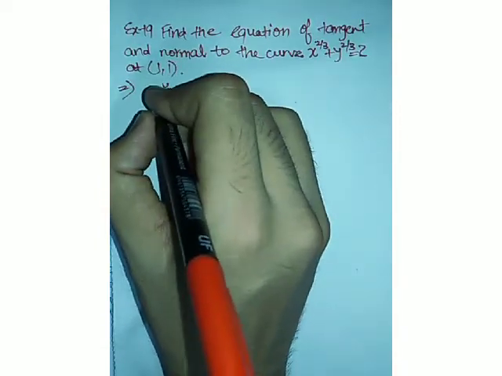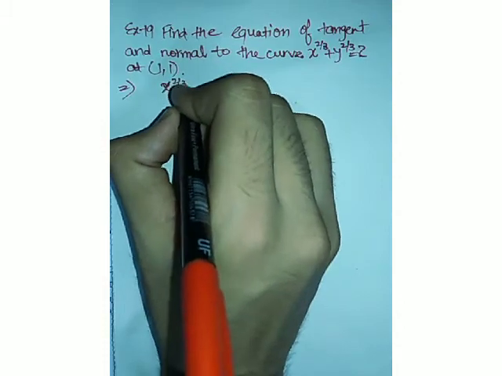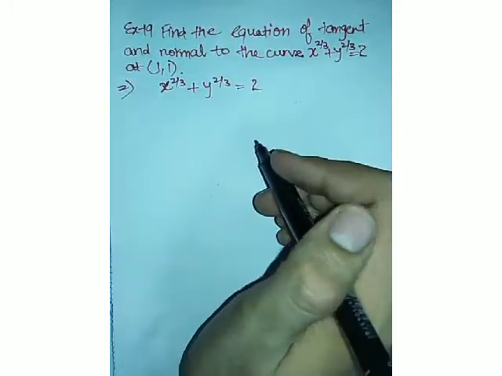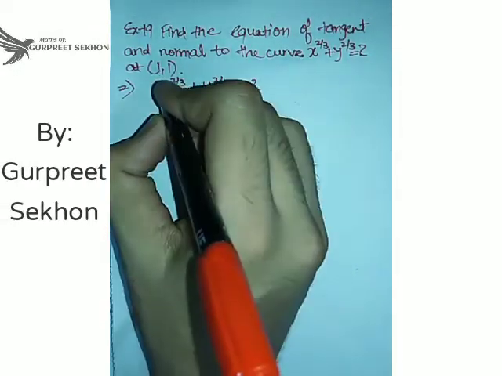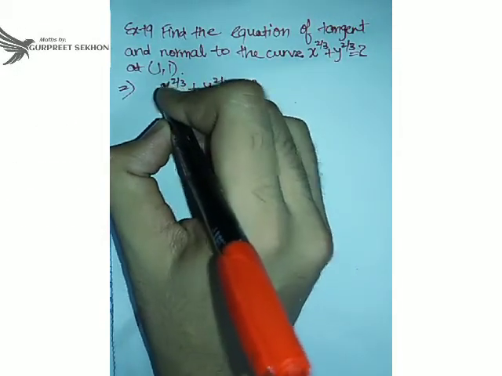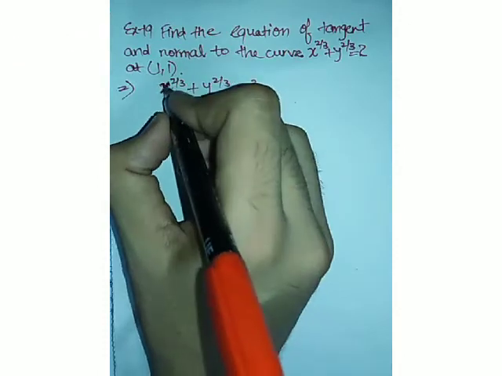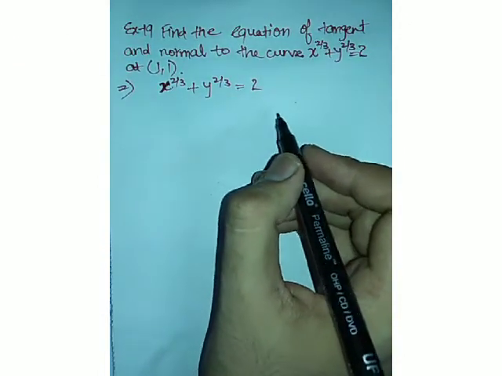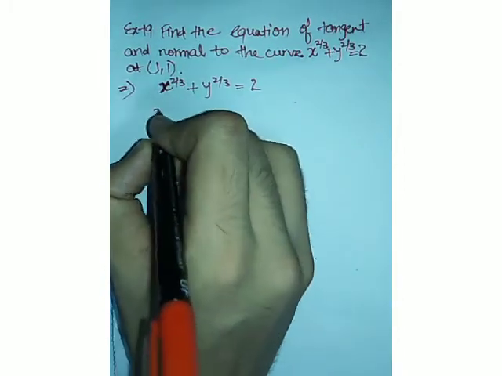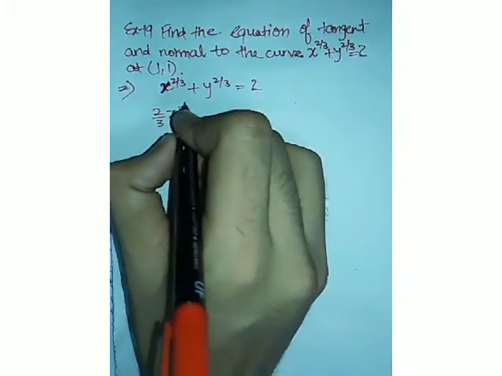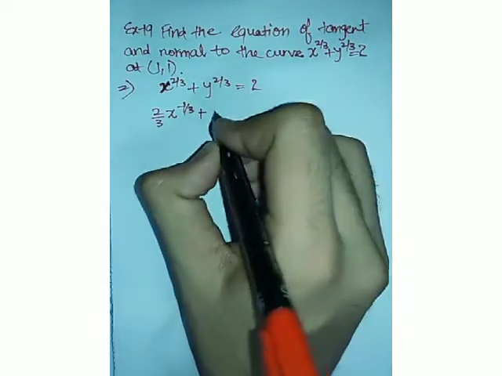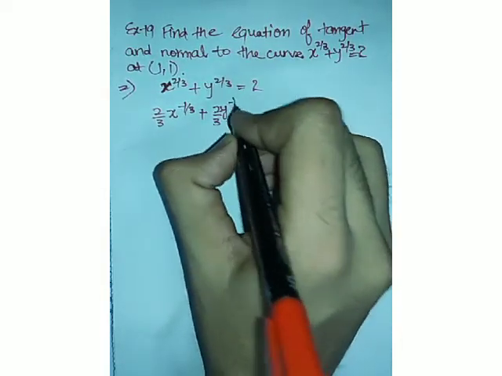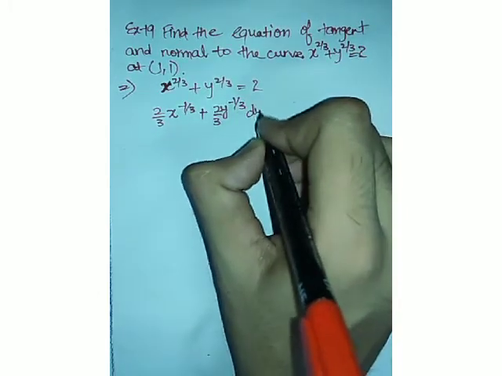Now x raised to power 2 by 3 plus y raised to power 2 by 3 is equal to 2. We have to differentiate, so differentiate on both sides. We have discussed this concept in the differentiability chapter as well. So if you are not familiar with this, you can go and watch the videos of differentiability. Now 2 by 3 x will be raised to power minus 1 by 3 plus 2 by 3 y will be raised to power minus 1 by 3 and y will again be differentiated with respect to x.